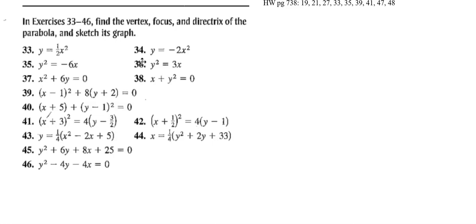So for 34, what I notice is that our p-value right here, actually it's not going to be our p-value. We want to get the x squared term by itself, don't we? So let's do that first. So divide both sides by -2, or you can say multiply both sides by -1/2. We get -1/2 y equals x squared.